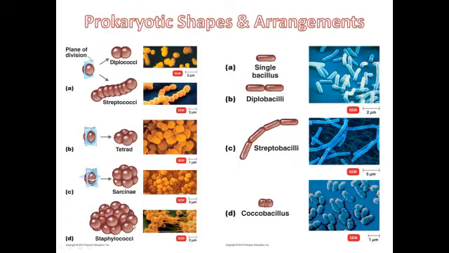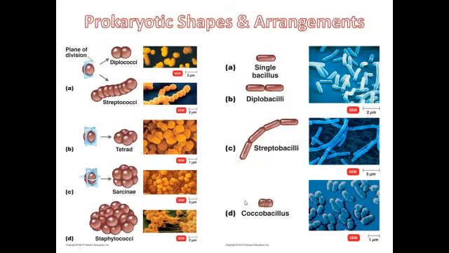Now, you'll notice there are no staphylobacilli. That's because they can't divide in multiple planes. Besides, we have a tendency not to see them in grape-like clusters because grapes don't come in rod-shaped. So, no staphylobacilli.